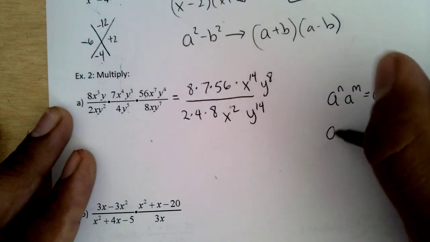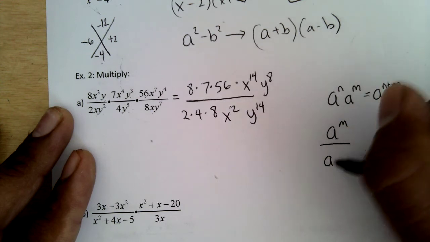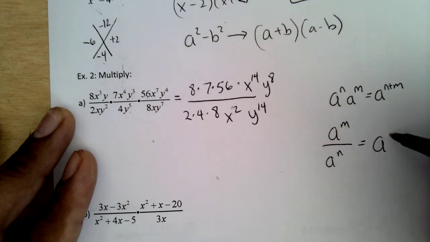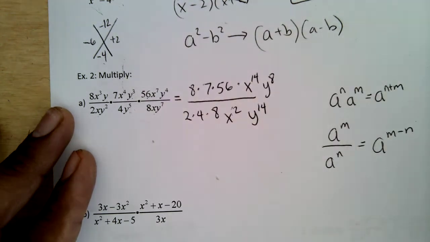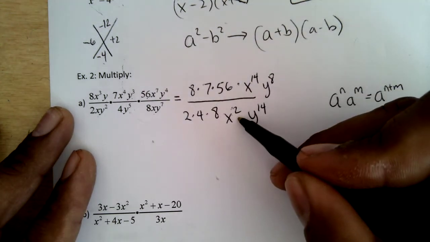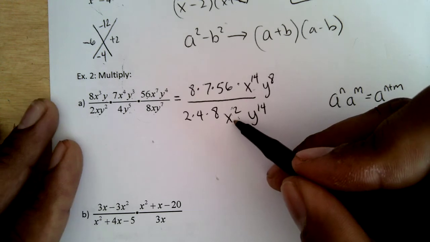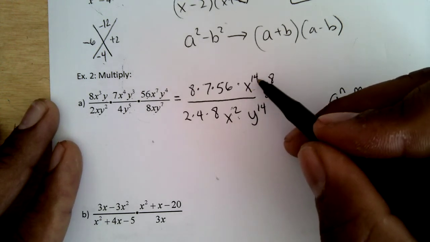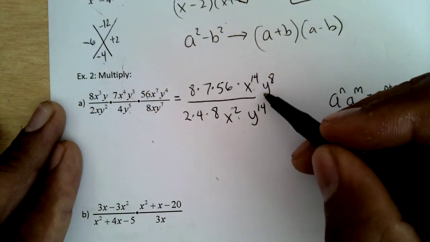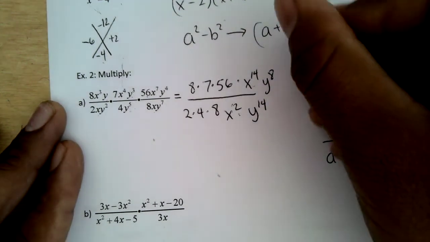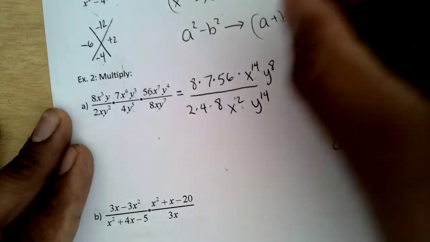Now you may remember the property that says if I have a quotient of two similar bases, we can subtract their exponents. So ultimately, two of those x factors are going to cancel out. So we'll have x to the 12th. And the 8 on top will cancel out. So we will have 6 on the bottom. So let's get that going.